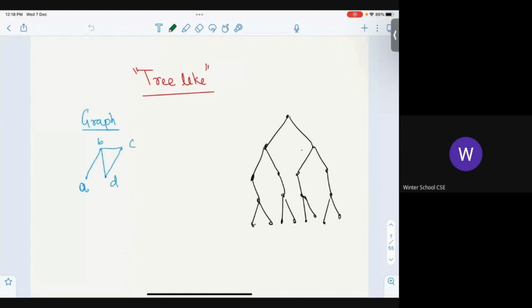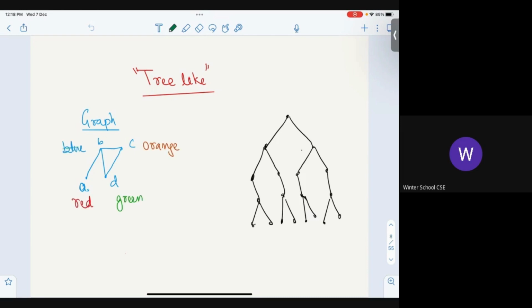So here's my graph, A, B, C, D. This is not a tree, by the way, because it has a cycle, right? And I want to see why this graph is tree-like. So here's one way of defining it. For every vertex of this graph, I'm trying to find a home in this tree. So what is going to be a home?